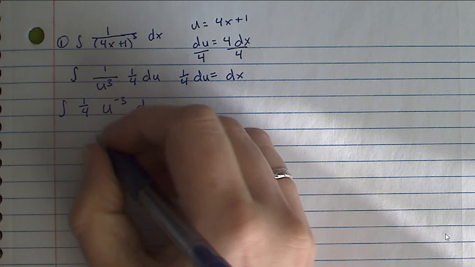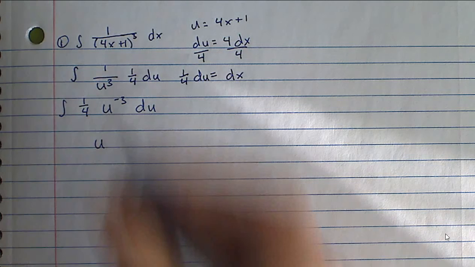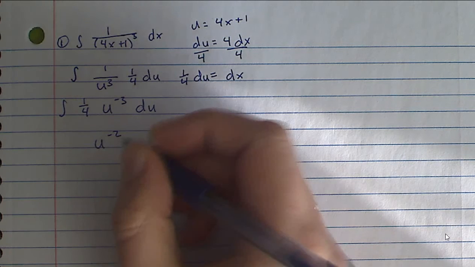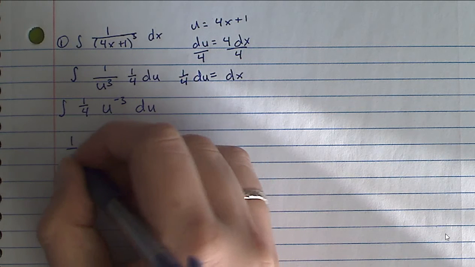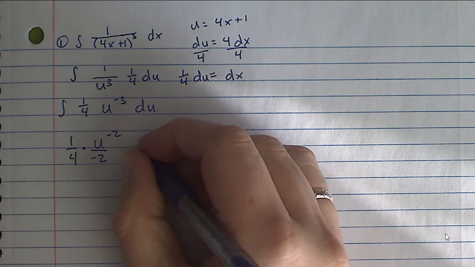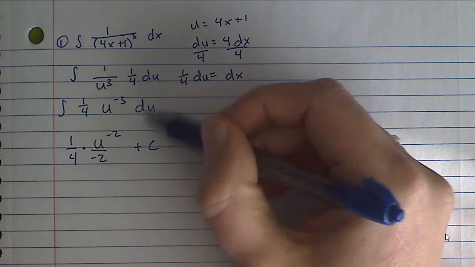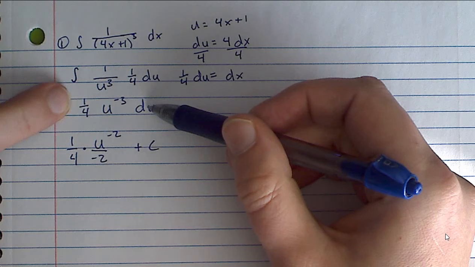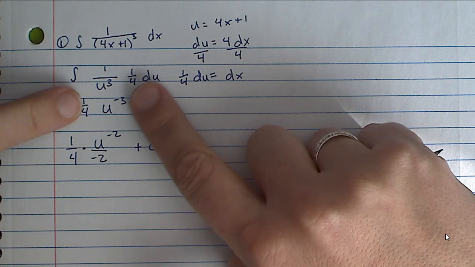So I'll kick u up. In this one, you just rearrange? Yeah. So I can kick u up to be -2, and then divide by -2, and then times 1/4, and then plus c at the end, because it's an indefinite integral. The du went away because when I did the antiderivative, both the integral and the du act as like parentheses.